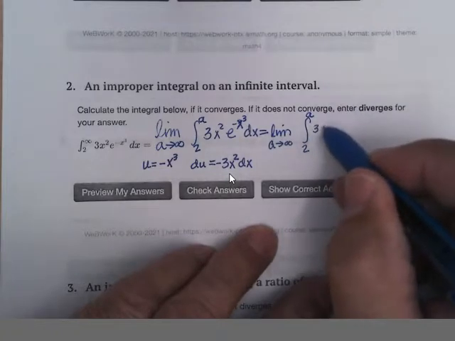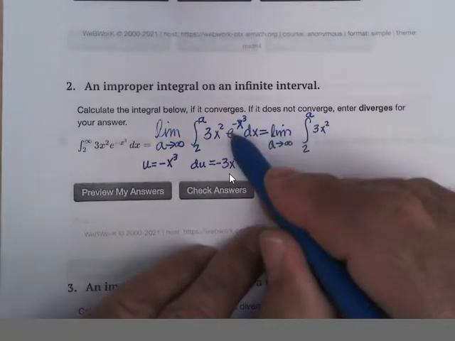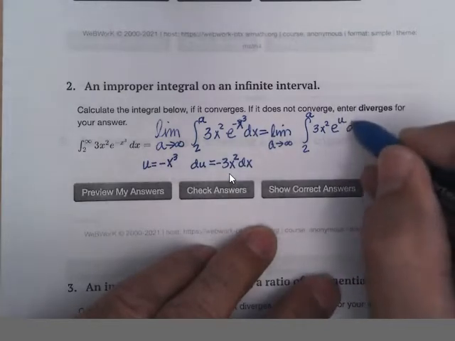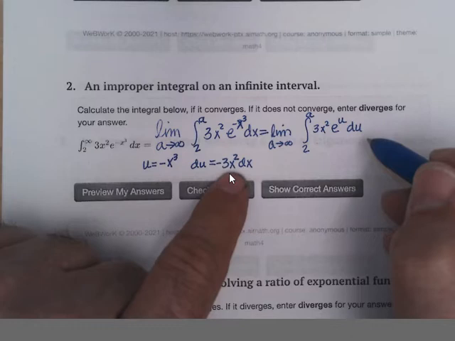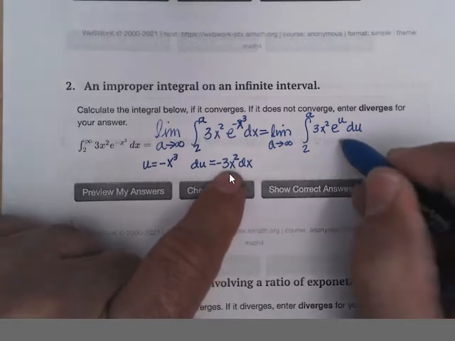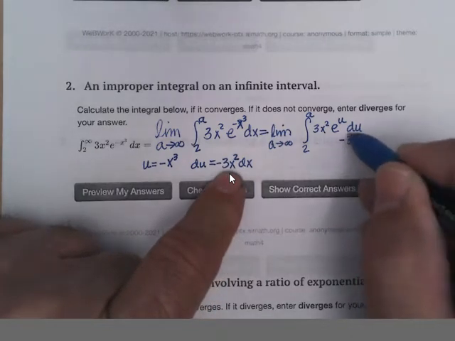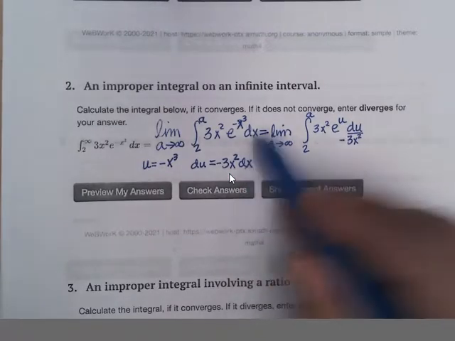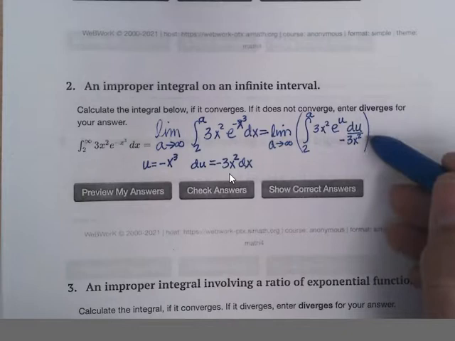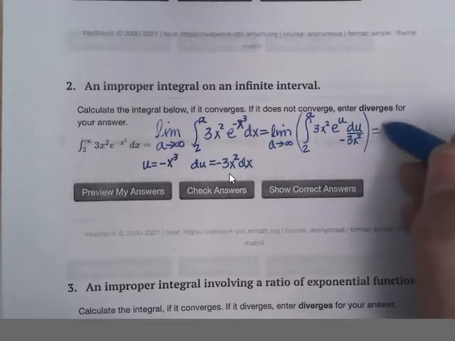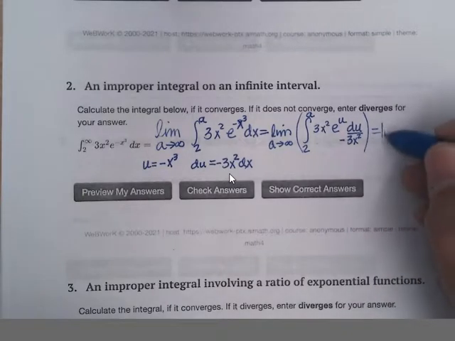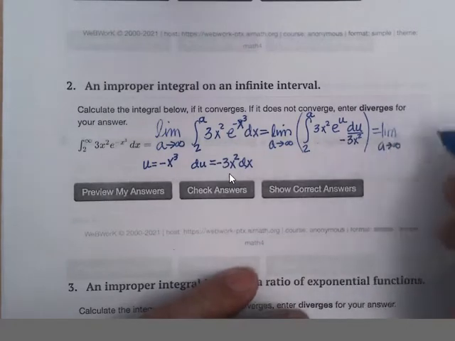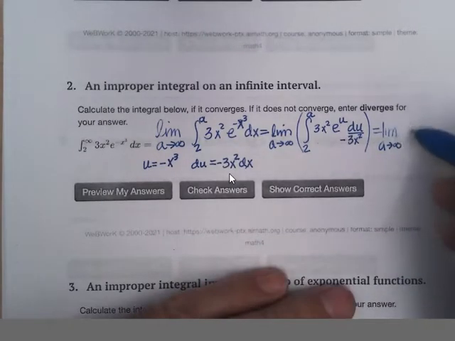I have a 3x squared. I have e to the u, and I have du divided by negative 3x squared if I solve for the dx that I'm trying to replace. I'm still working on the integral, so I still have this limit that I have to do at some point. My pen's dying. Looks fine some of the time, and some of the time it doesn't.